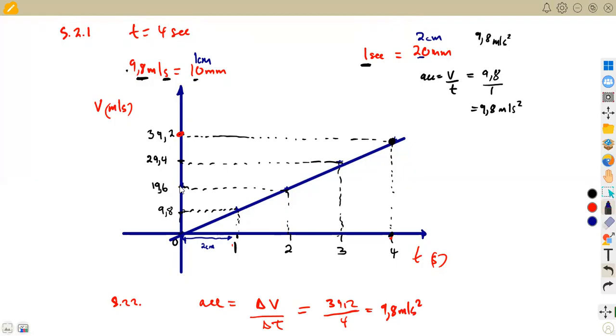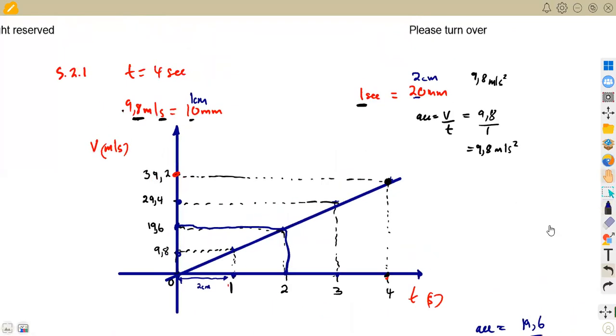Or you can take any point. This is 19.6 versus 2, so you can divide these two. Acceleration can be 19.6 over 2, which is still the same answer, 9.8 meters per second squared. So you can take any point, 9.8 versus 1, 29.4 versus 3, like that. Any point is of your choice, and you're going to obtain the same answer.